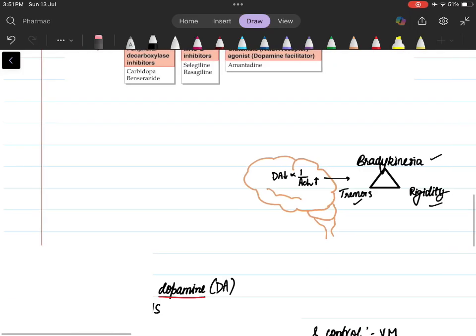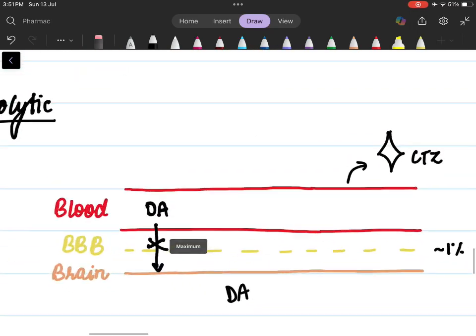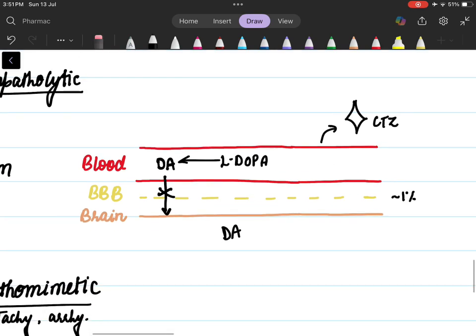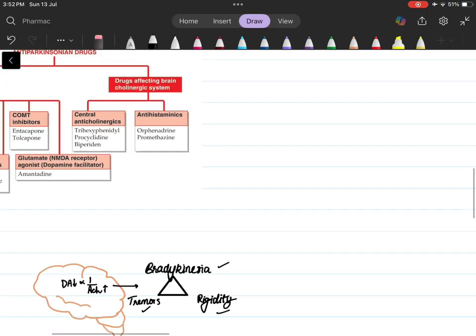Okay, so let's say you give L-DOPA. L-DOPA becomes dopamine in the peripheral circulation, and that dopamine still cannot cross the blood-brain barrier. But L-DOPA itself can cross the blood-brain barrier. So, okay, hold on to that. Keep that in mind. Let's look at what L-DOPA does for us.